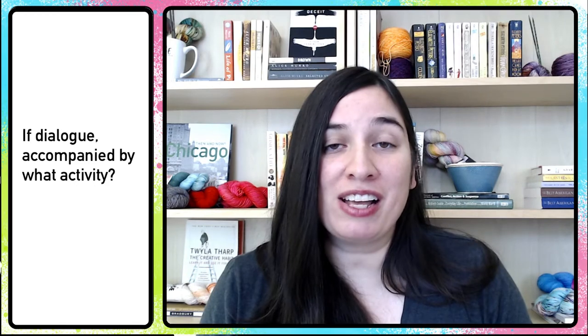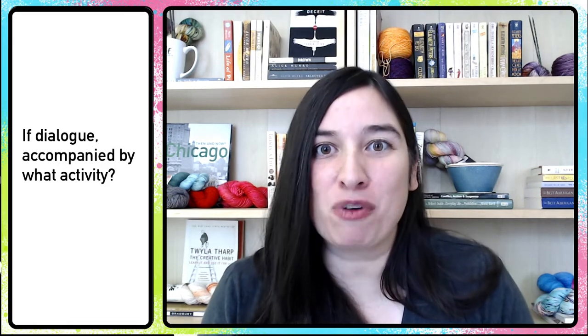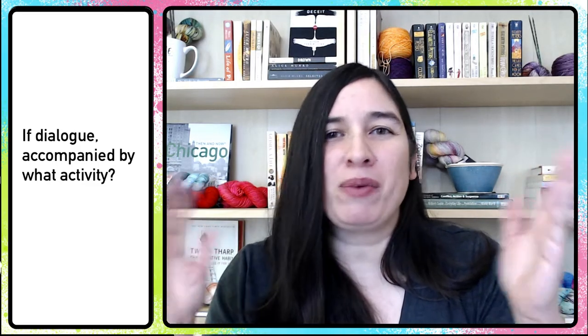Our next question is, if dialogue, accompanied by what activity? And this is another question that has really upped my scene writing game. Okay, this is partially about talking head avoidance. I don't want to write scenes in which some dude is talking to some other dude and we don't really see them, we just kind of hear their voices. But it's more than that. So characters need ways to express their emotions that are sort of natural and organic to the scene, and that's very difficult if they don't have anything to do.